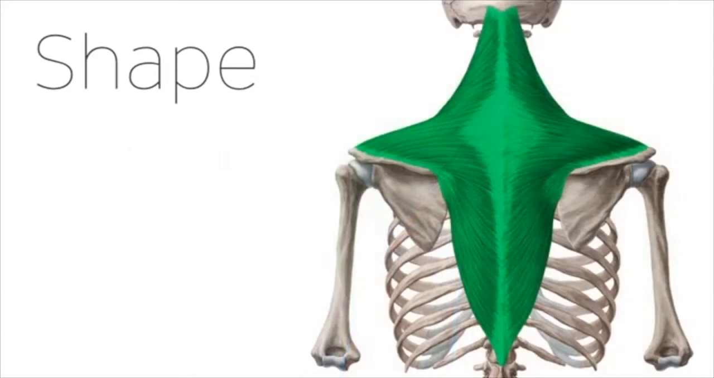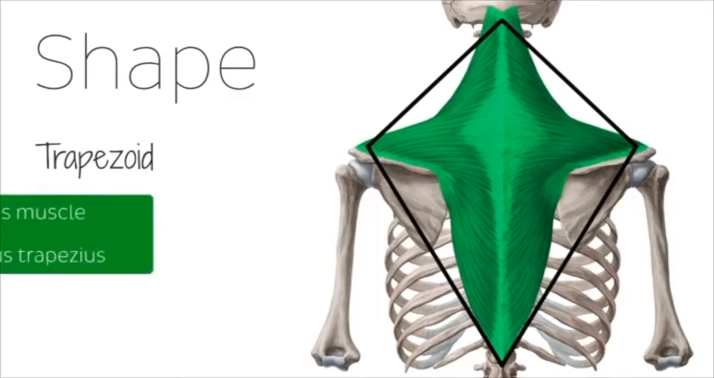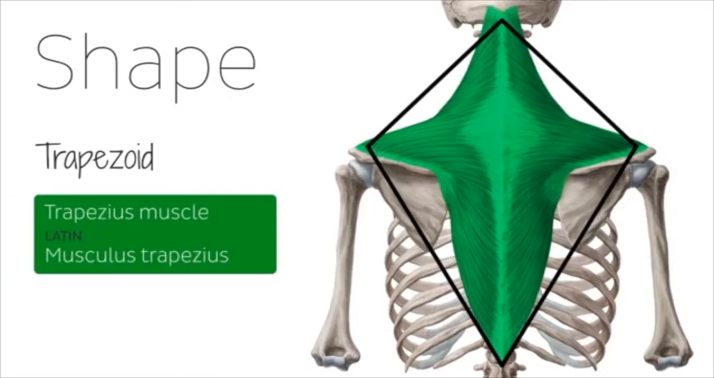Let's also have a quick look at the trapezius muscle, which we can see has a diamond shape. And of course you can see that the name of the trapezius is derived from the word trapezoid, which refers to the muscle's four-sided shape.